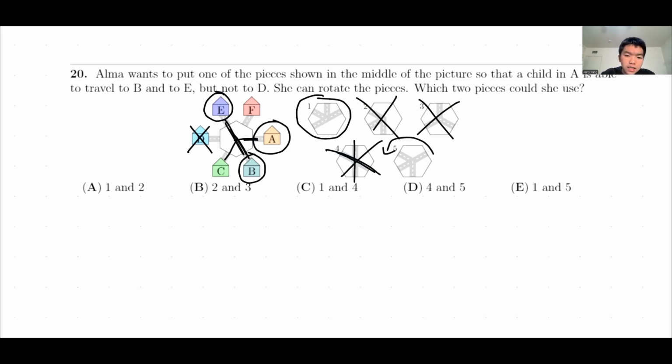Because then you're connected to E, you're also connected to B, you're also connected to A. And most importantly, D is not in the mixture. So we know that the 2 pieces that she can use are piece 1 and piece 5. We've looked at all the options, A, B, C, D. Option E has 1 and 5. So we know our answer for question number 20 has to be E.